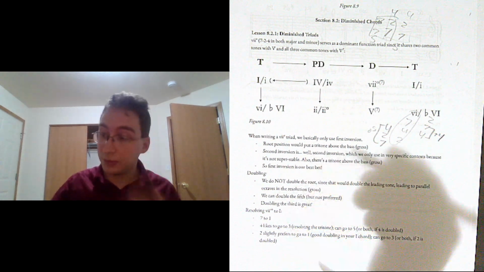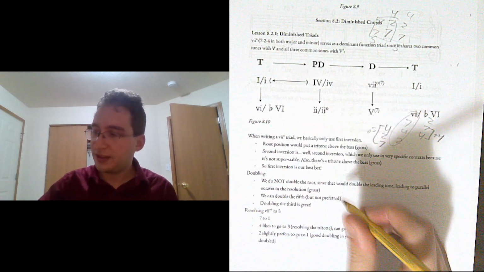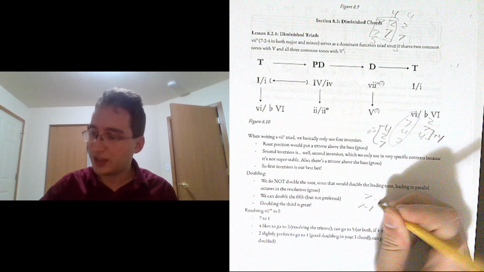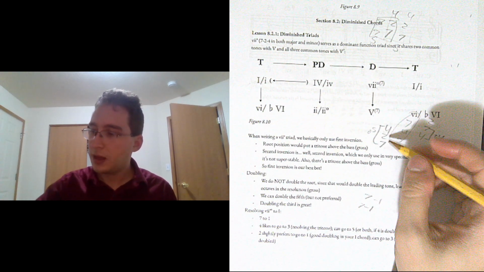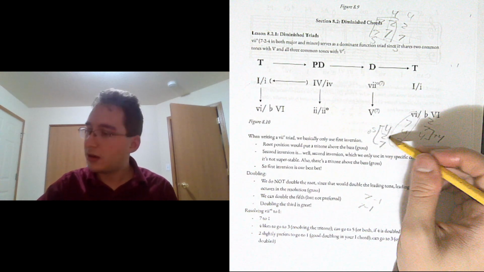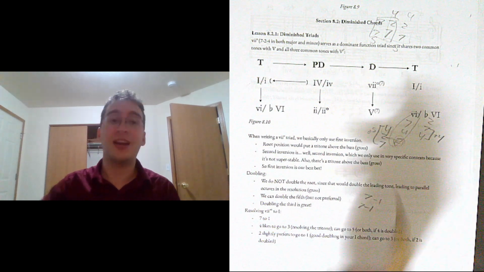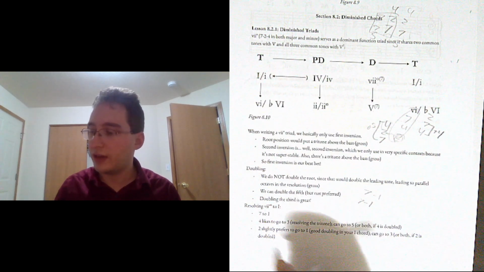In terms of doubling in 4 parts, you don't double the root, because that would mean both of them have to resolve to 1, and you get parallel octaves. You can double scale degree 4, not really preferred. Doubling the third, or doubling the bass when it's in first inversion, is great, because that's not a tendency tone. It doesn't need to resolve anywhere.